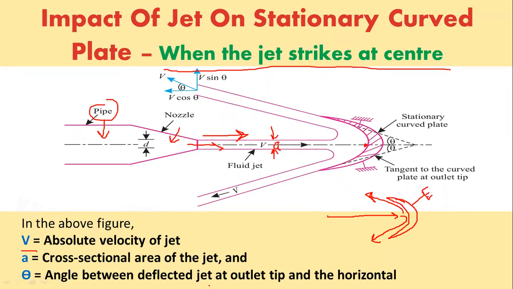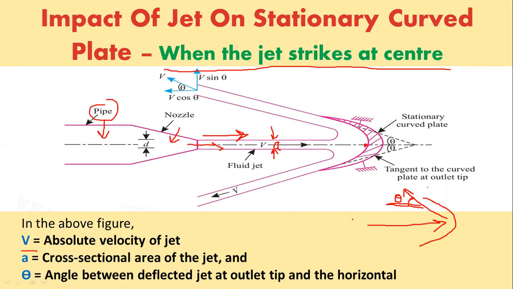And theta is the angle between the deflected jet at the outlet tip and the horizontal. Okay, so let me just show you with the help of the diagram again. This is the curved plate. After striking the plate, the water jet will get deflected along the plate in this direction. So theta is the angle between the deflected jet, so this is the deflected jet and this is the horizontal line. So the angle between the deflected jet and the horizontal line is theta.